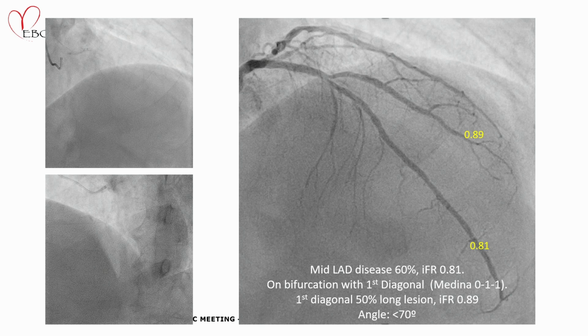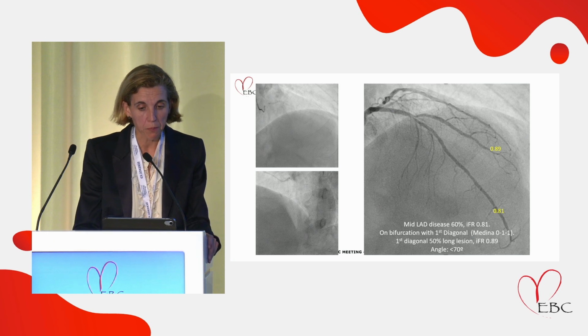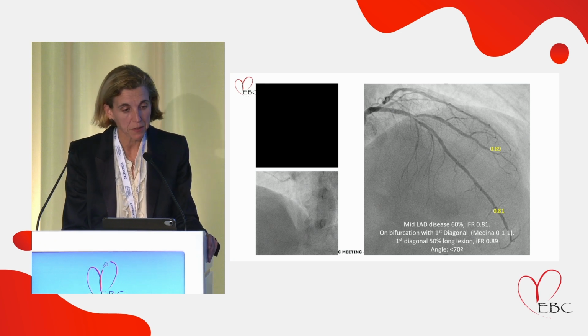This is only the final example, a live case also. You can see this is a bifurcation, 111, and we used it because it was not really a severe lesion, but the patient was really symptomatic, and the FFR was positive in both branches.